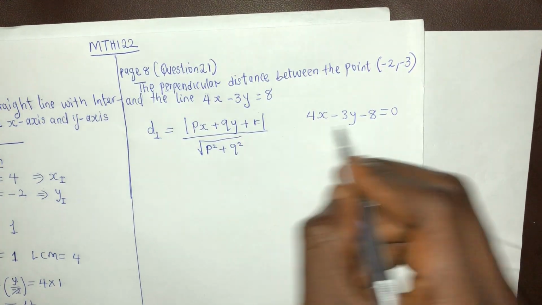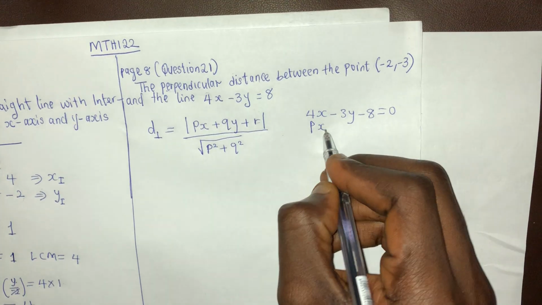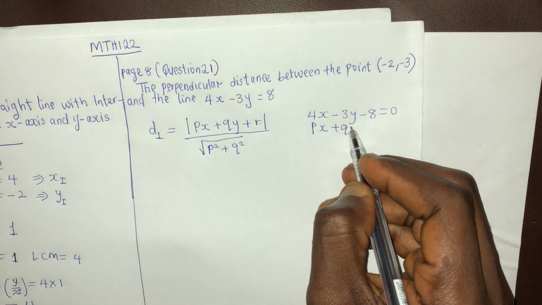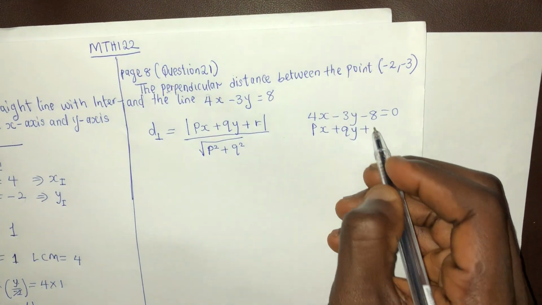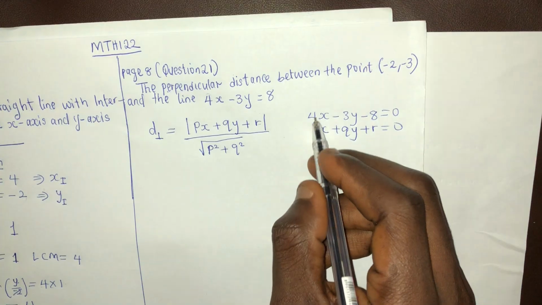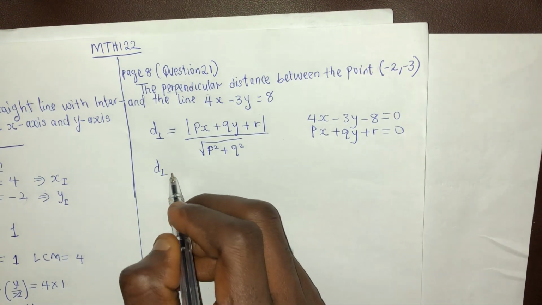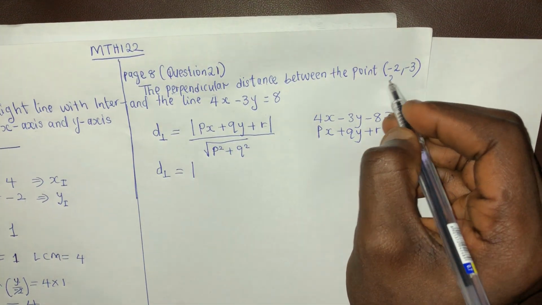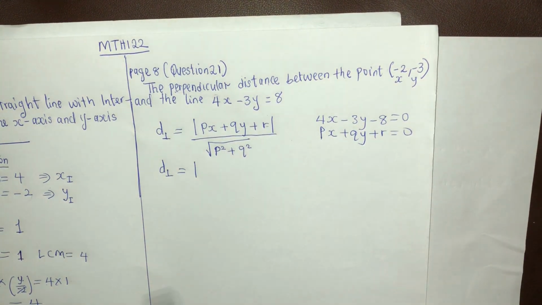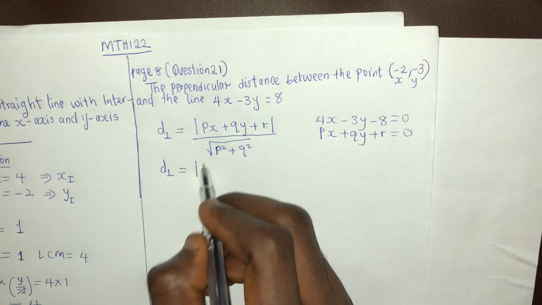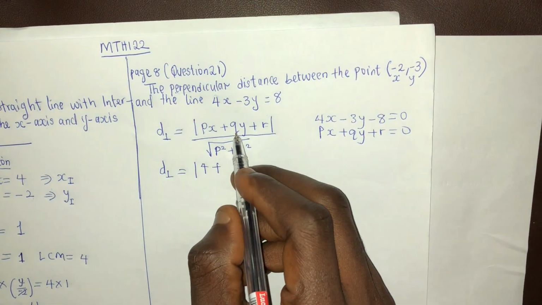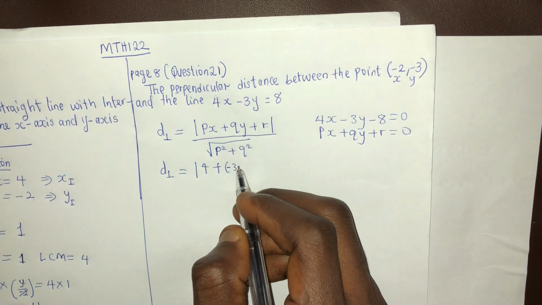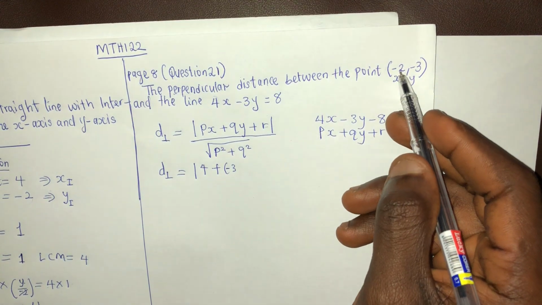So in this equation, all of this is our p, because this is px, plus qy, this is our q, and then plus r is equal to 0. So you can see that from the look of things, our p represents the coefficient of x and q of y. Okay, so our p from here is 4, and our q is minus 3.